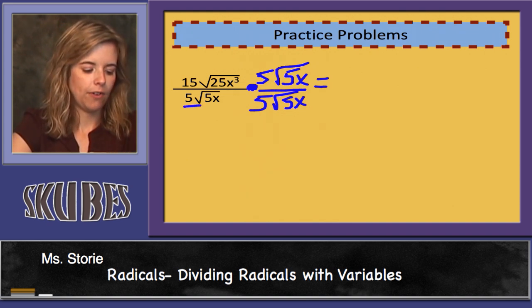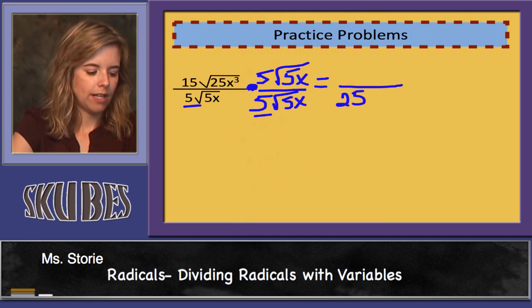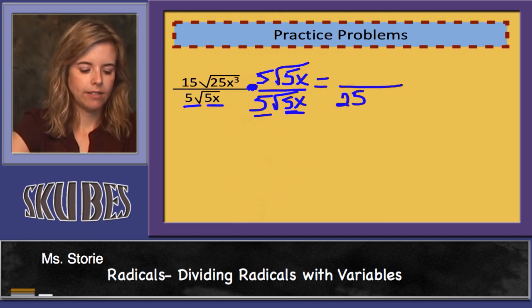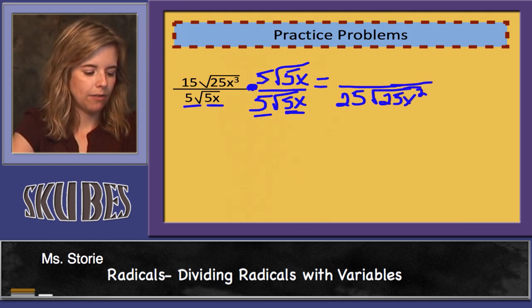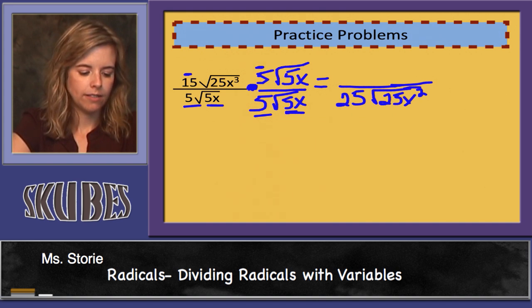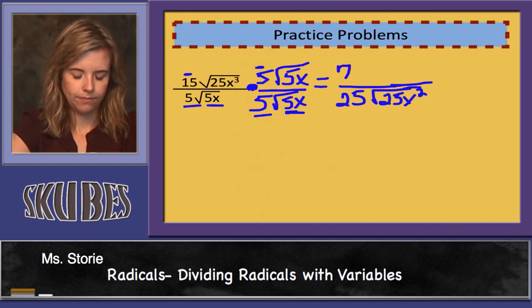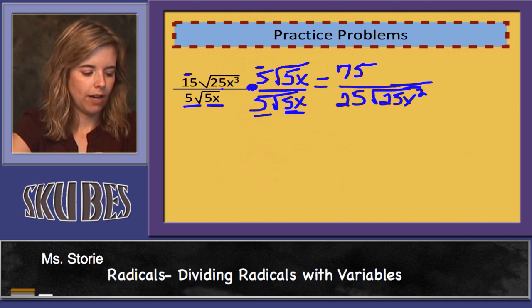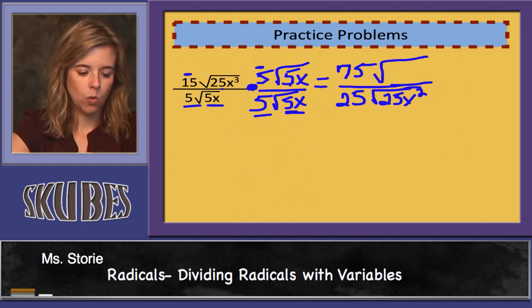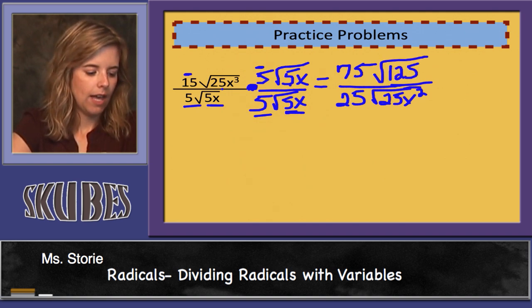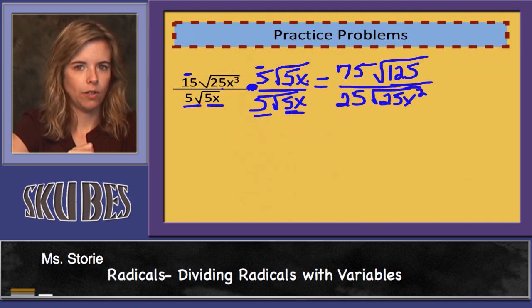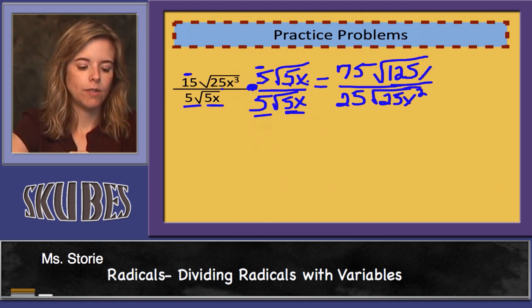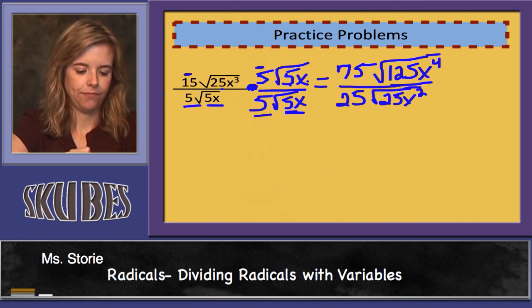So you're going to take 5 times 5 on the bottom, and you're going to get 25. Then you're going to take radical 5x times radical 5x, and you're going to get radical 25x squared. And then on the top, you're going to take 15 times 5. That's going to get you 75. And then 25 times 5 under the radical is 125. And x cubed times x is really adding the exponents, so it's x to the 4th.